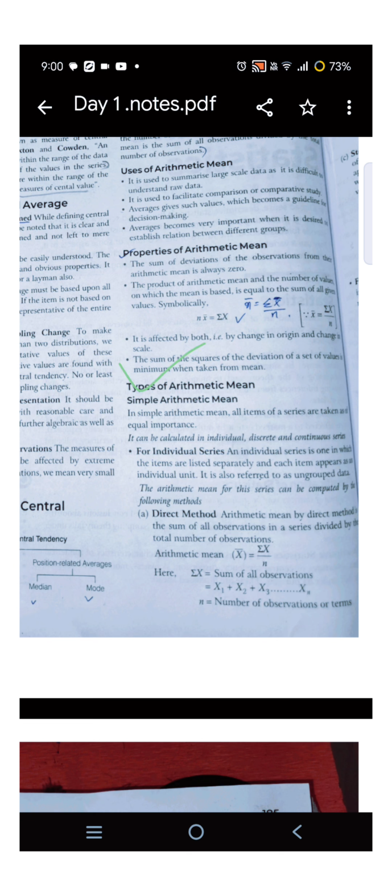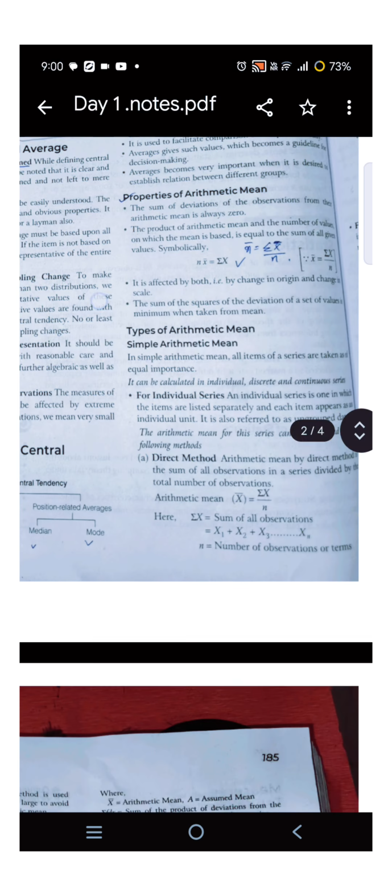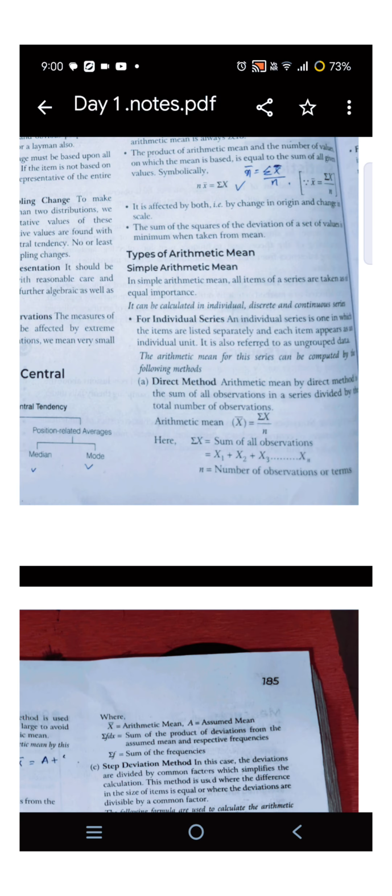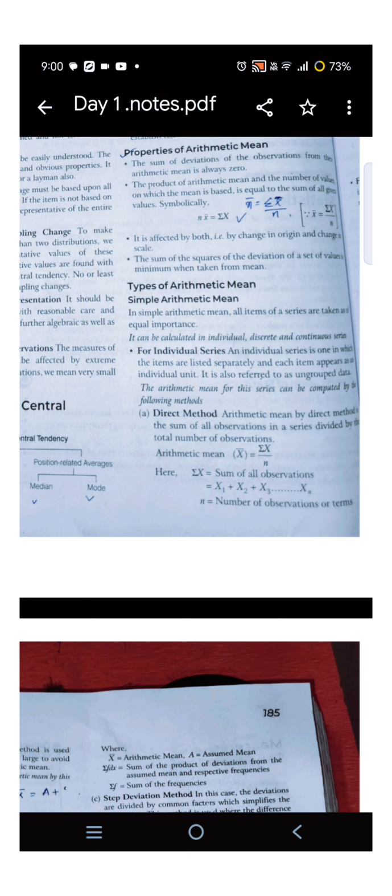Types of arithmetic mean. Arithmetic mean can be divided into simple arithmetic mean. In simple arithmetic mean, all items of the series are taken as equal importance. It can be calculated for individual, discrete, and continuous series.